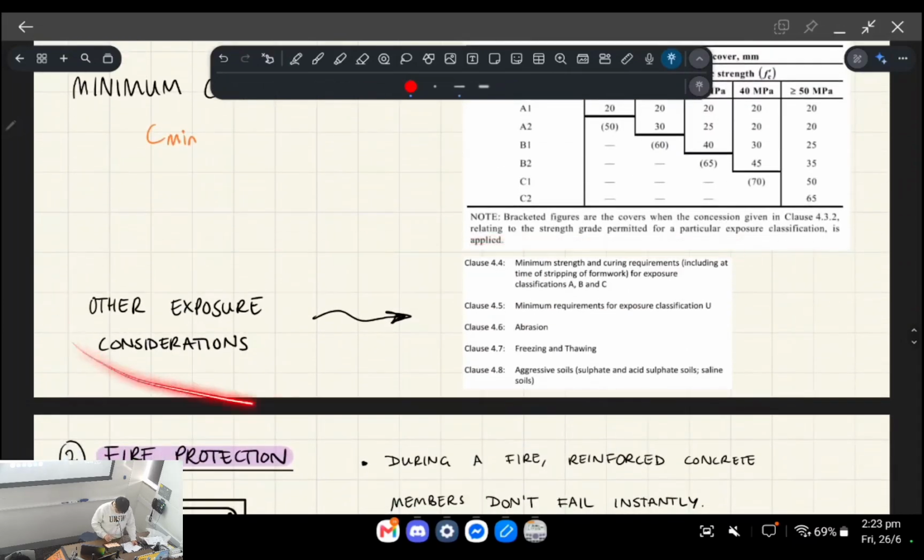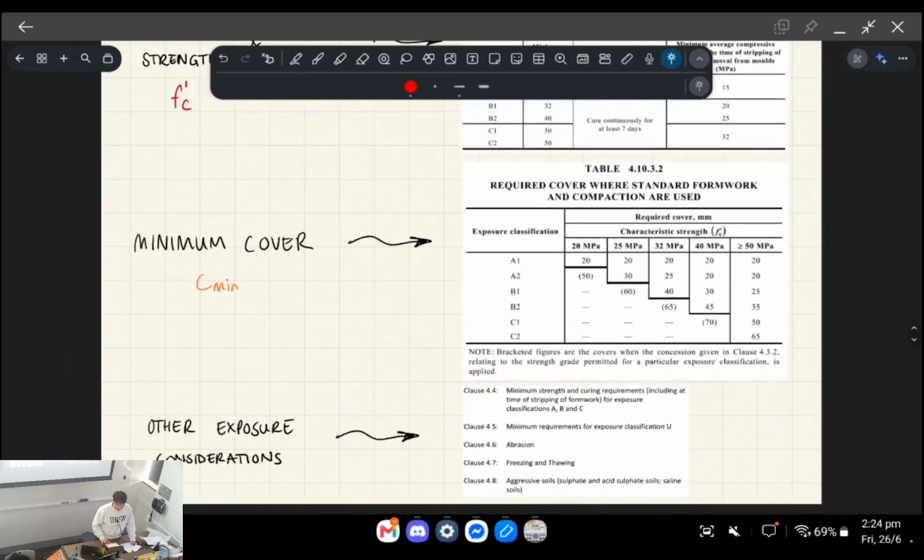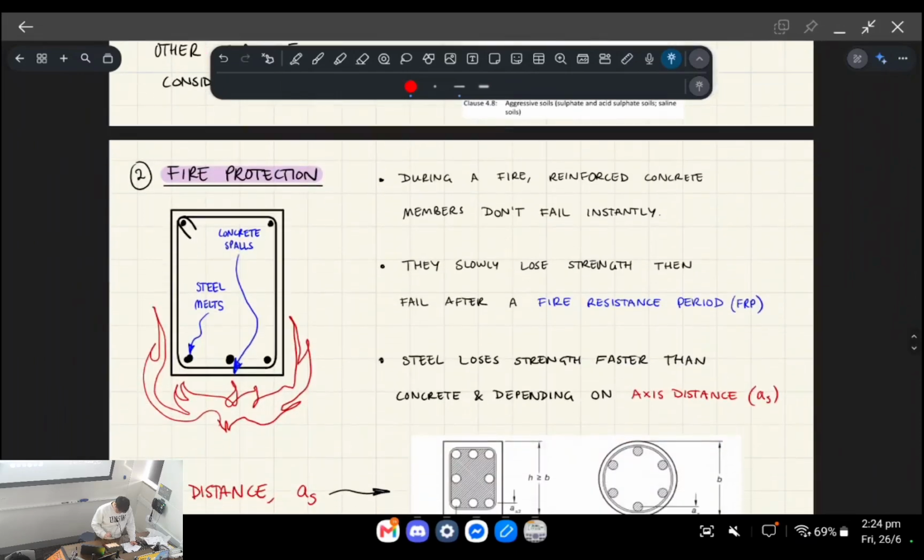And there's also other exposure classifications, which we don't really cover in this course, but this is just from the lecture slides, it's telling you you should also consider these things, okay? Do you guys have any questions about exposure classifications? No? Okay. Next thing's fire protection.